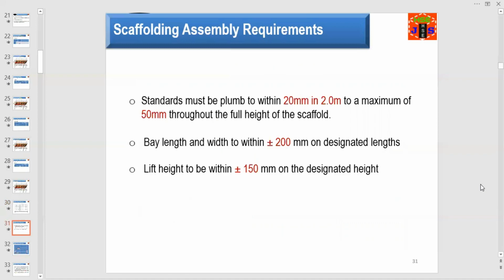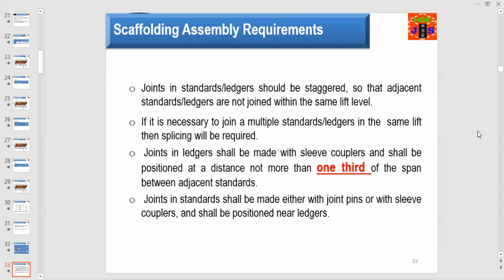Dear friends and colleagues, we are talking about scaffolding assembly requirements. Standards must be plumbed to within 20 mm in 2 meter to a maximum of 50 mm throughout the full height of the scaffold. Bay length and width to within plus minus 200 mm on designated lengths, and lift height to be within plus minus 150 mm on the designated height.